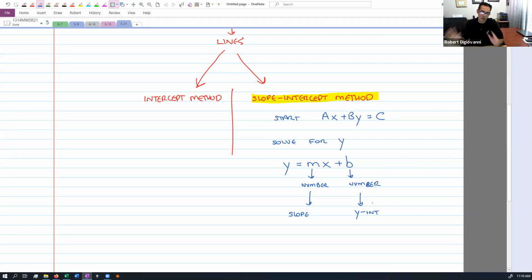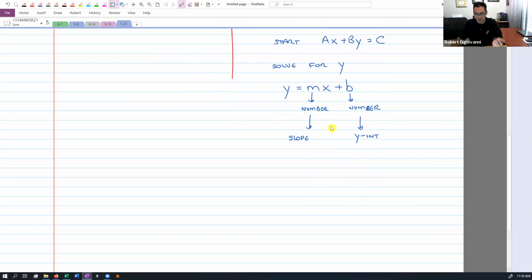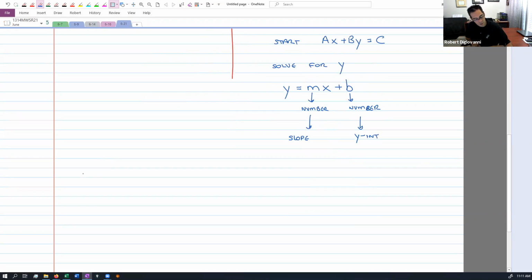So the best way to see this slope-intercept method is to do examples. So I'm just going to do another one. I know we've already done some from last class, but just as a reminder, let's do one. So let's sketch negative 2x plus 5y equals 20.